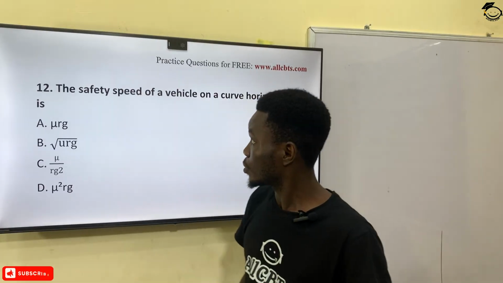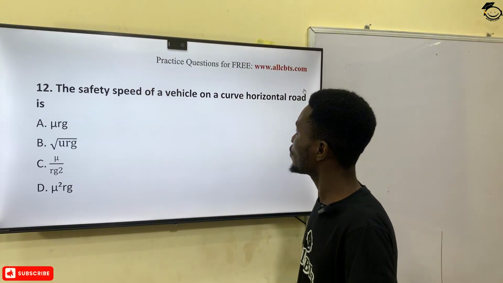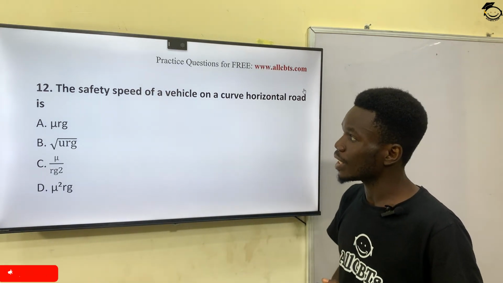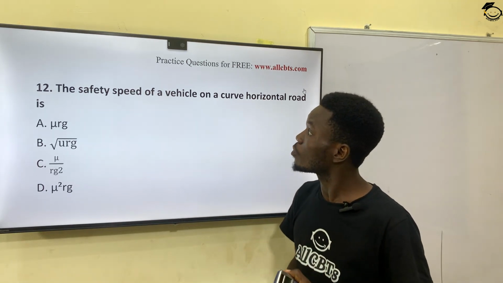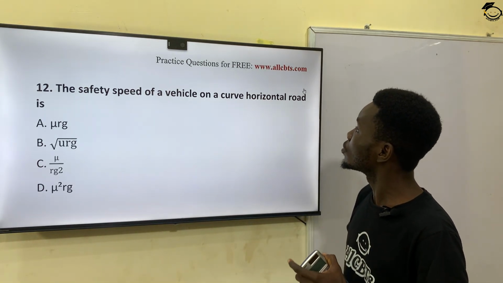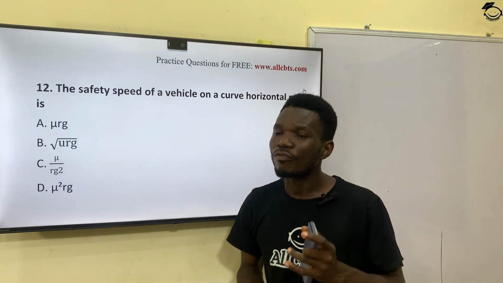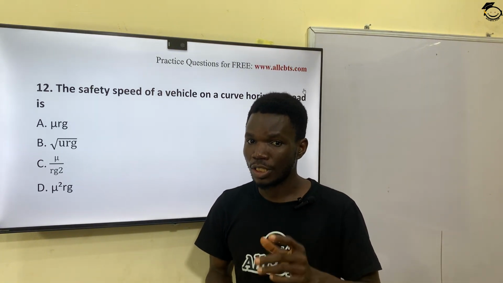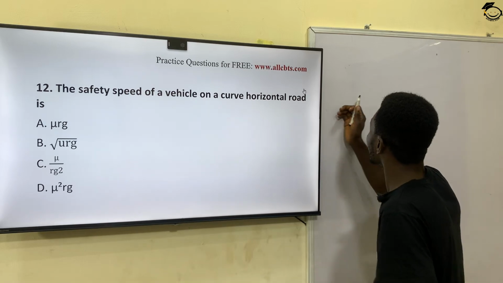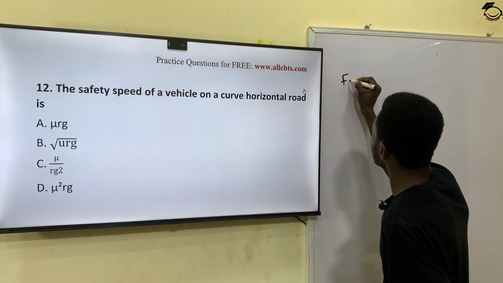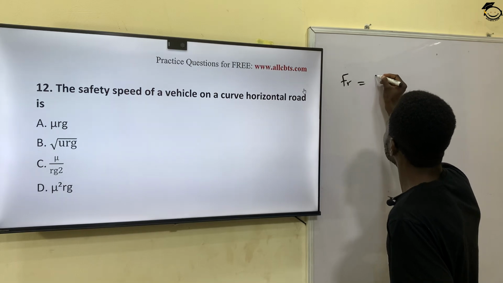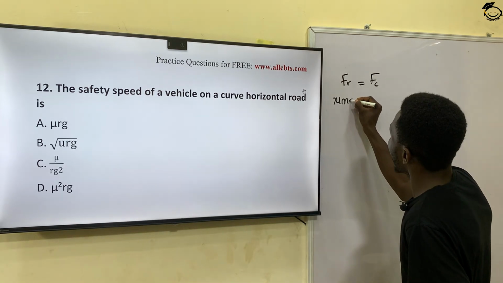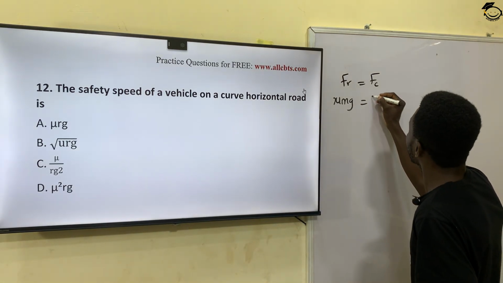So that is question number 12, which is the safety speed of a vehicle on a curved horizontal road. So we're trying to get the formula for the safety speed of a vehicle on a curved horizontal road. Now, for a vehicle to continue moving on a curved horizontal road without skidding, what you're going to do is equate your frictional force to your centripetal force.